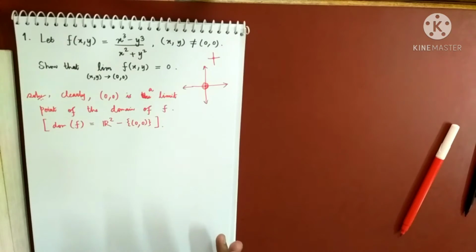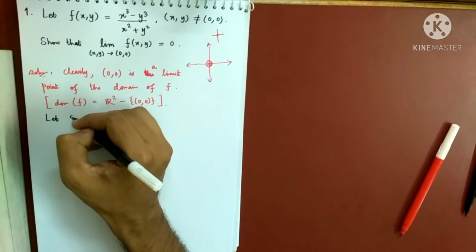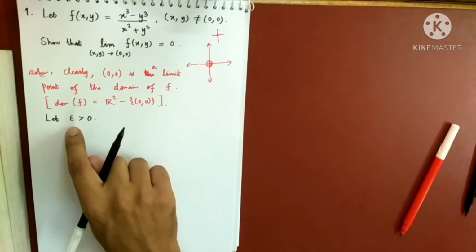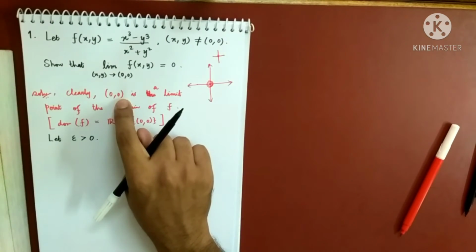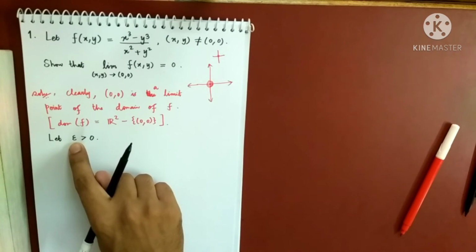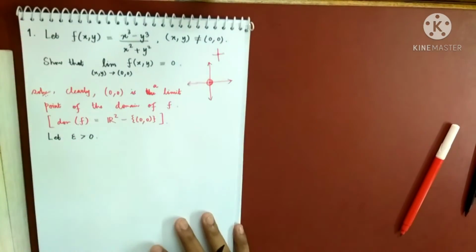I can find the limit. So just look at the definition. I have to choose epsilon according to me. So let epsilon be any number greater than 0, however small, but it should be positive. So corresponding to this epsilon, I have to find some neighborhood around (0, 0), such that the condition holds. So let me start.